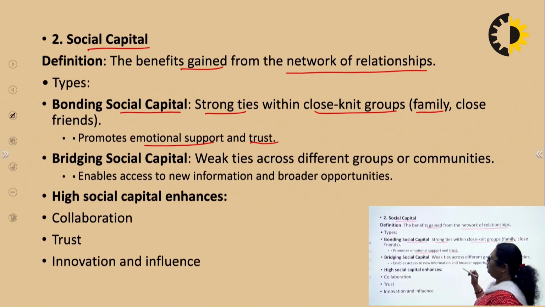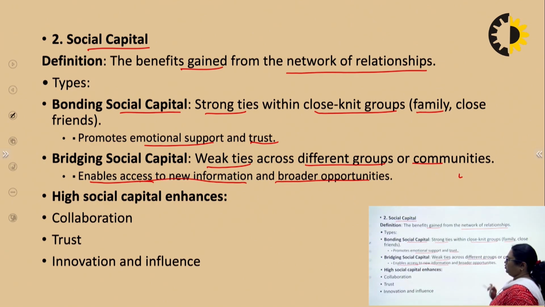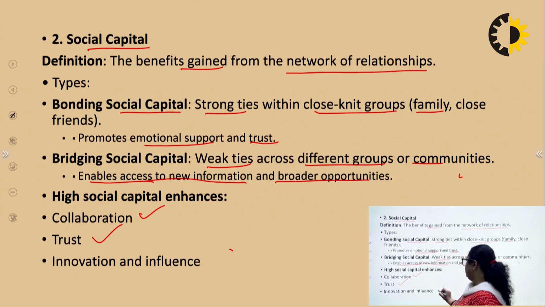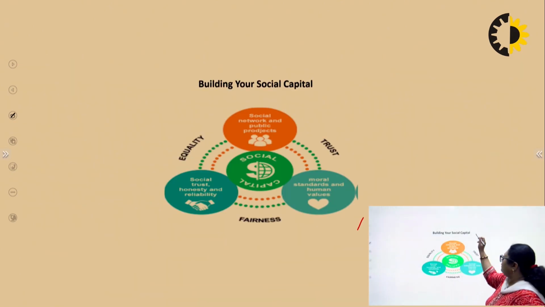Bridging social capital: how do we bridge the gaps between social groups? Weak ties exist among the different groups or communities in the social network. It enables access to new information and broader opportunities. What does social capital enhance? It enhances collaboration, trust, innovation and influence. So this is all about social capital. It also promotes equality, trust and fairness among the communities.